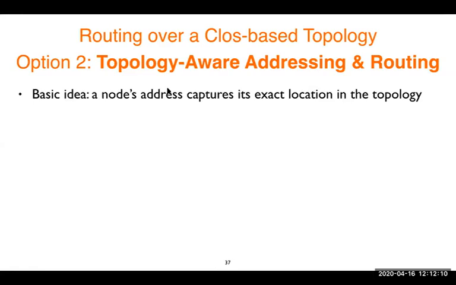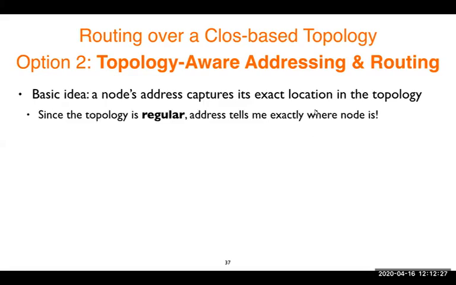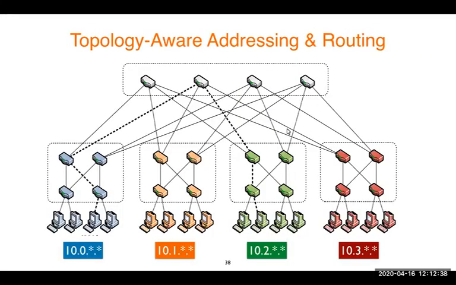Right. So the idea I'm going to propose, and this was what Vedant's original paper proposed, was that we address a node, or we pick an IP address, such that it exactly captures its exact location in the topology. Since the topology is regular, meaning I know it's a closed topology, I know exactly what the topology is because I built it, the address is going to tell me exactly where the node is. So let me explain that with an example, and then we'll go back to that statement and see if we understand it.